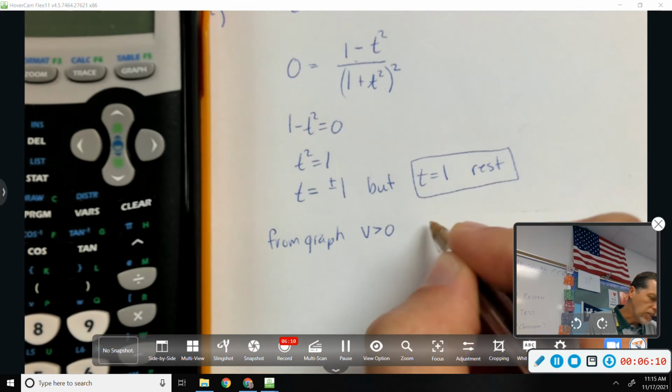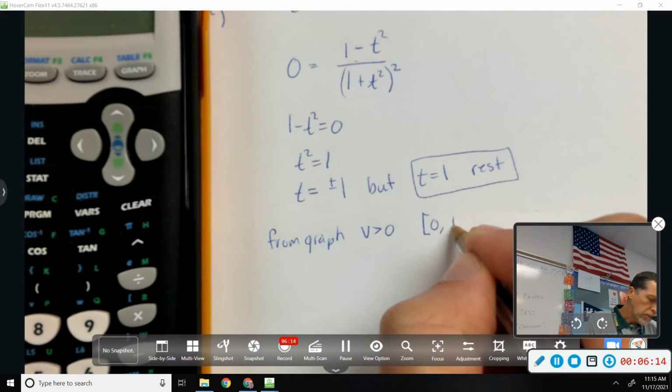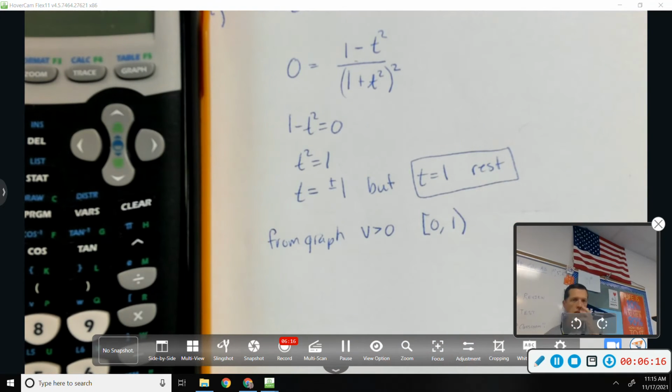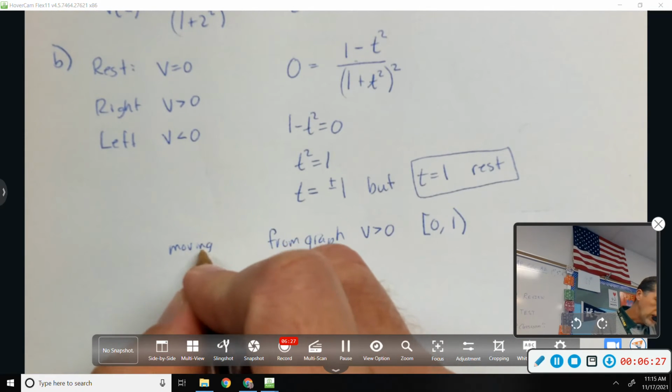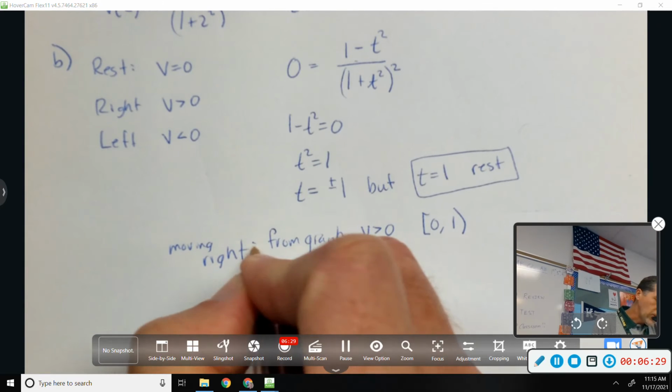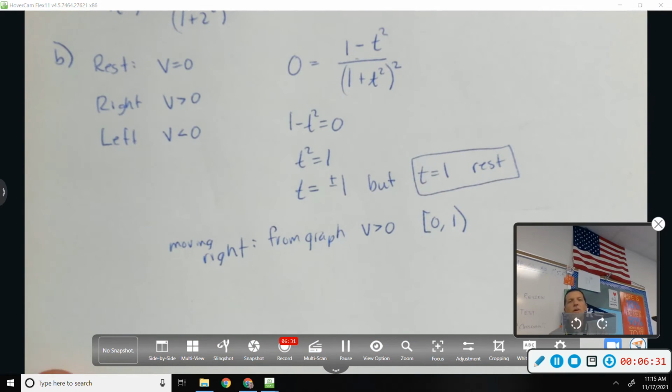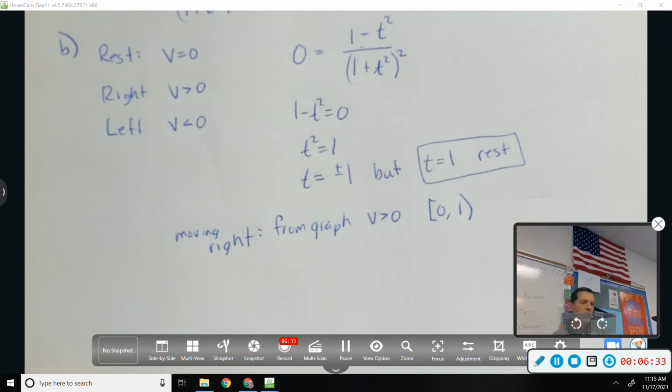v is greater than 0 from 0 to 1. And we can include 0 because at 0 we have a positive velocity. And I guess we should. t is greater than or equal to 0. Let's explicitly answer the question, though. We're moving right when v is greater than 0, that happens between 0 and 1.